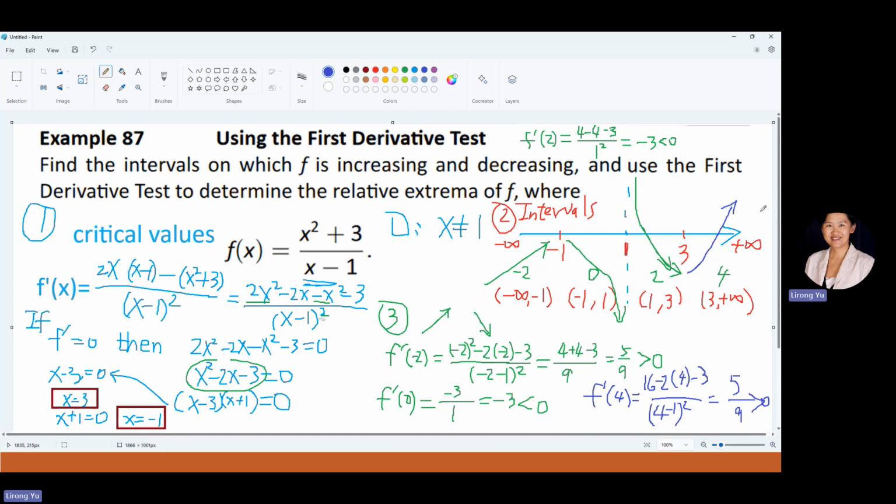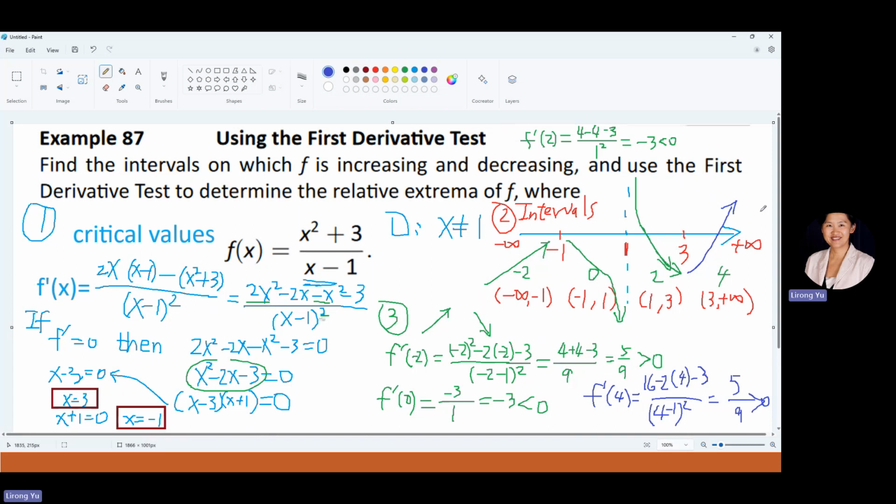So that's the first question: find the intervals on which the function is increasing or decreasing. And then we're going to use the first derivative test to determine whether we have a relative minimum or relative maximum. This is continuous. That point is continuous, so this has increasing then decreasing. So at -1 we have a relative maximum. And over here at 3, it is decreasing and then increasing right here. At x equals 3, we have a relative minimum.